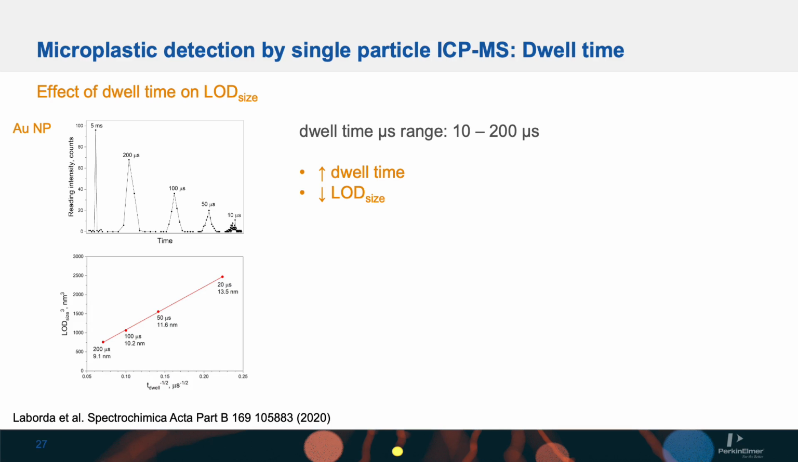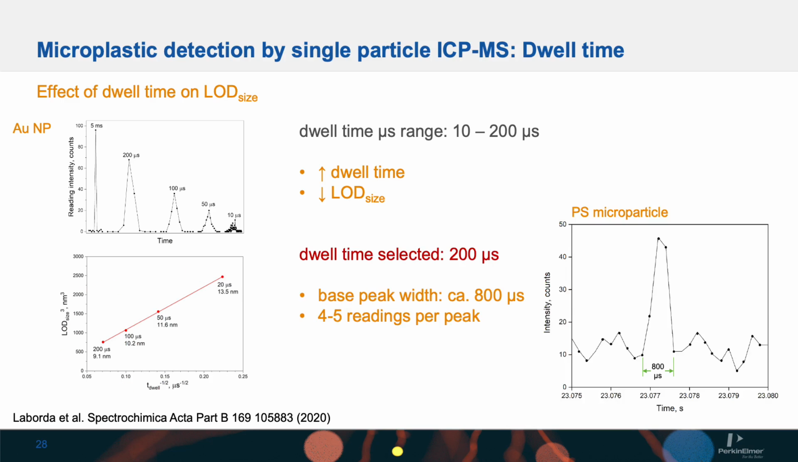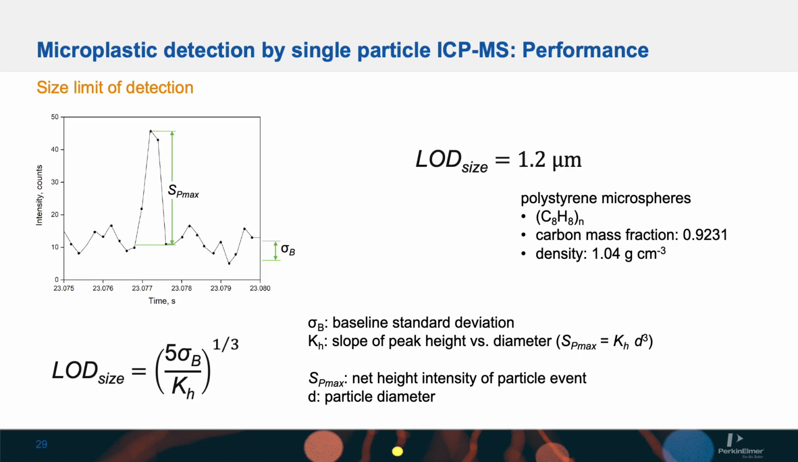In the end, I'm focusing on size detection limits. Long microsecond dwell times are recommended to get low size detection limits once the peak can be correctly identified. In our case, microparticle events had a mean width of around 800 microseconds, and using a dwell time of 200 microseconds, up to 4 or 5 readings per peak were obtained. Under such conditions, the size limit of detection was 1.2 micrometers for polystyrene microspheres.